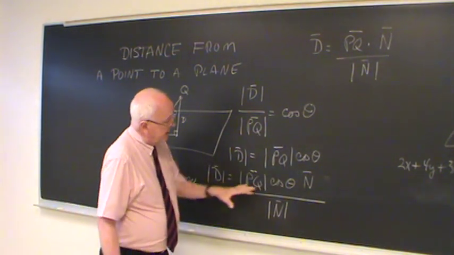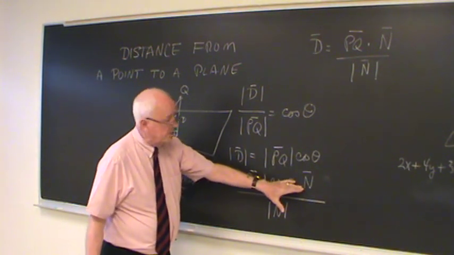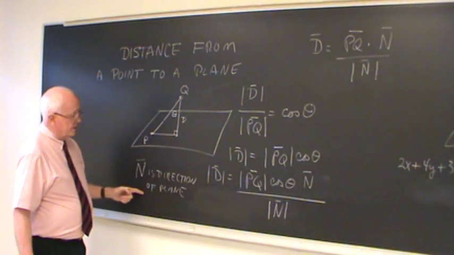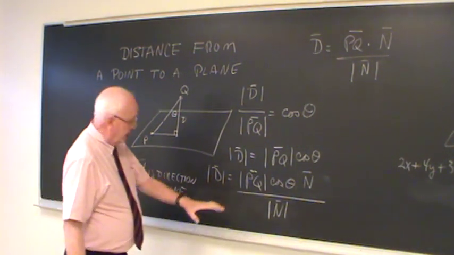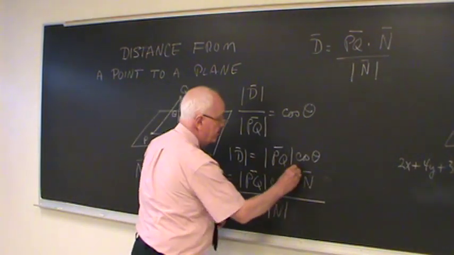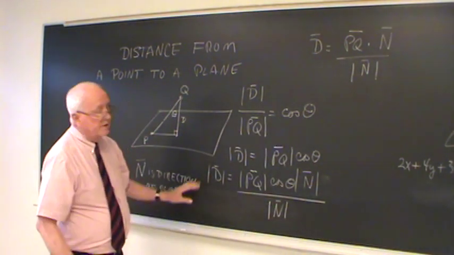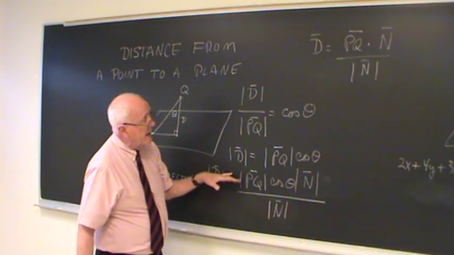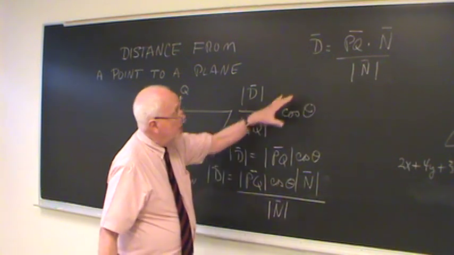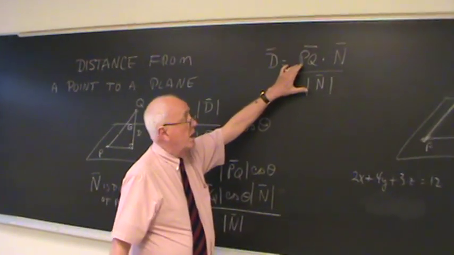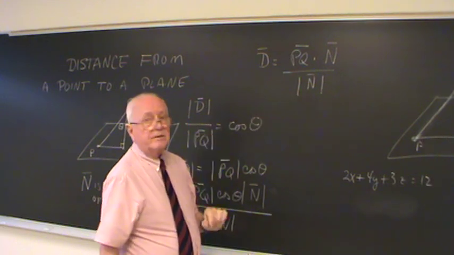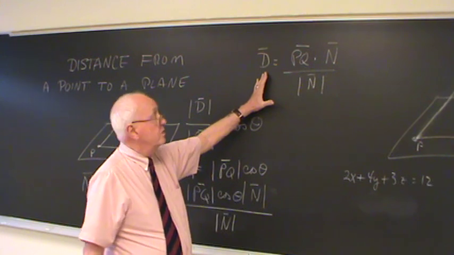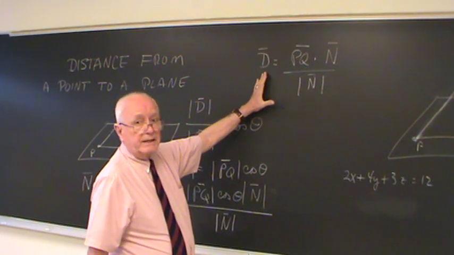Now, if I multiply this by the vector n, where n is the direction of the plane, and divide by the magnitude of n, we have distance d. But notice, this is the magnitude of PQ times the magnitude of n times cosine theta, which is the dot product of PQ and n, divided by the magnitude of n. And this is the formula that we use to find the distance from a point to a plane.